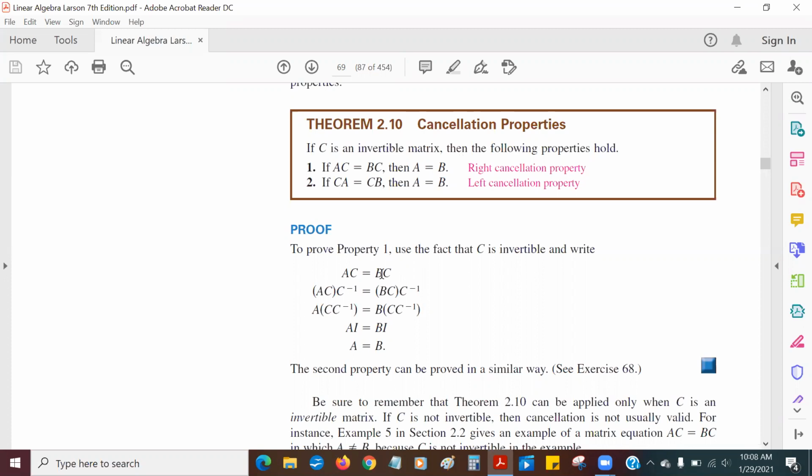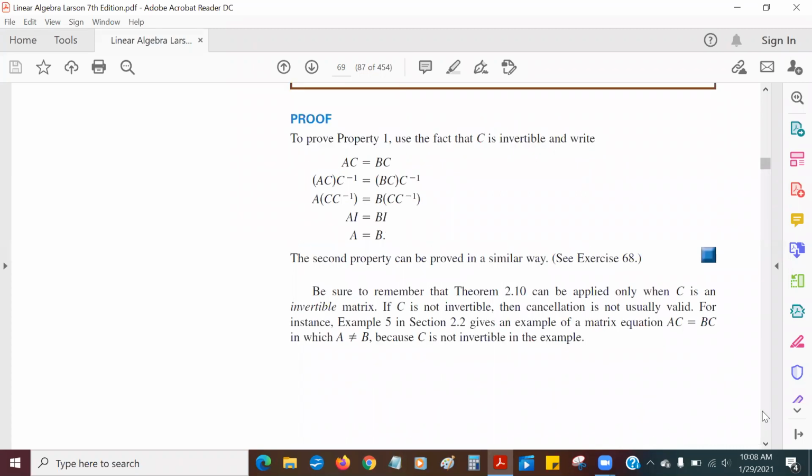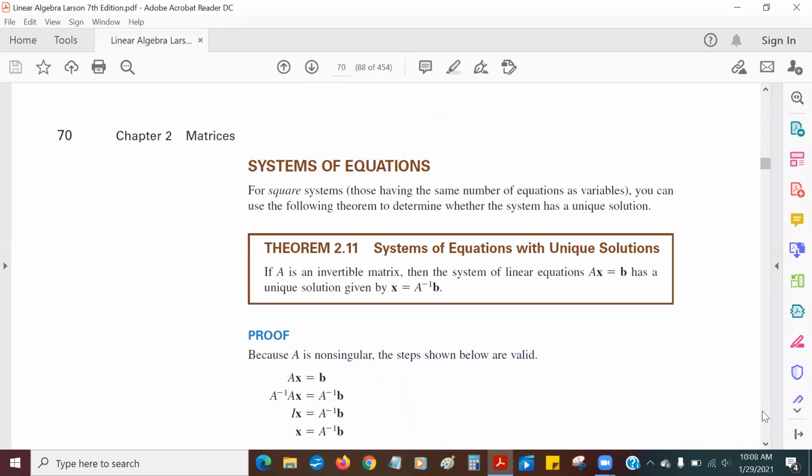If AC equals BC, multiply both sides by C inverse on the right side, and then do the associative property. The C and the C inverse cancel, and I wind up getting A equals B. Hence, that's it, cancellation. And for the second part, the proof is the same thing. I just multiply by C inverse on the left side. So cancellation works if the common matrix is invertible, and that is awesome.